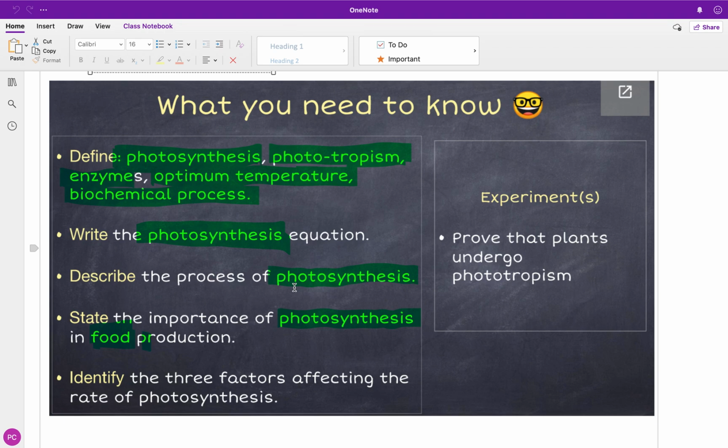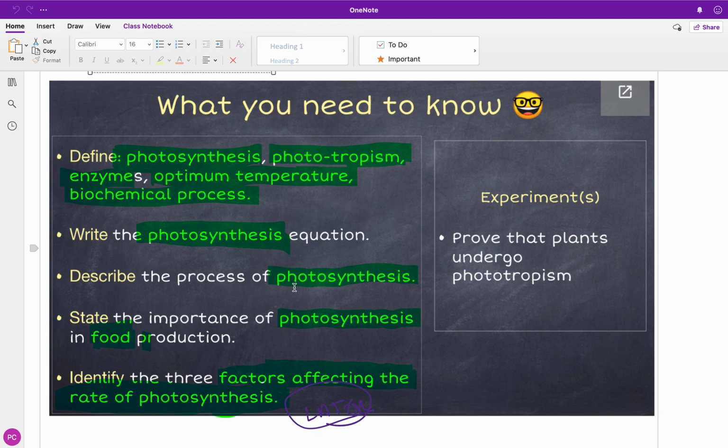And identify a couple of factors that affect the rate of photosynthesis. Remember we looked at the things that can affect the rate of respiration? Amount of sugar, temperature, pH, they can all affect the rate of respiration. We're also going to look at the factors that affect the rate of photosynthesis. And this I'm going to put a star beside because some of this we're going to do later.